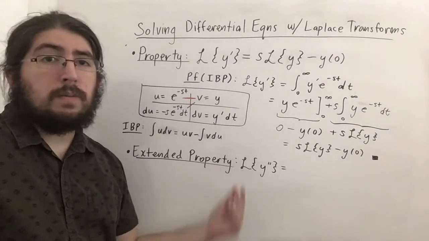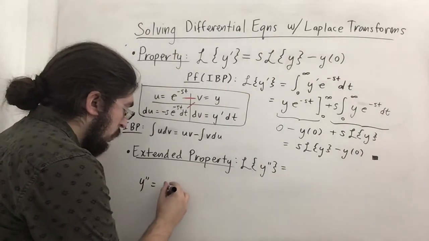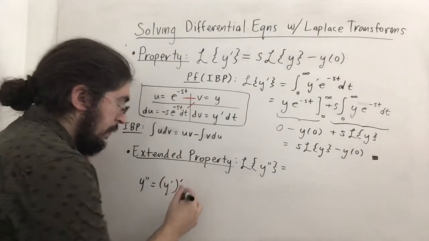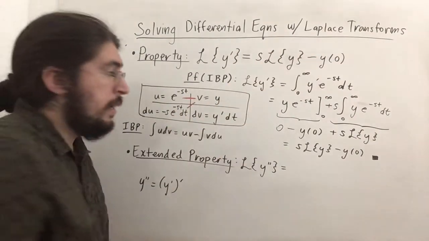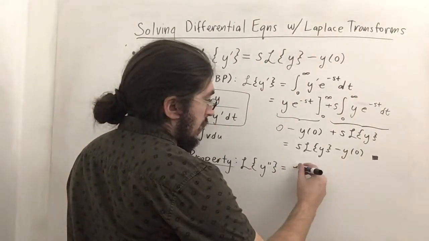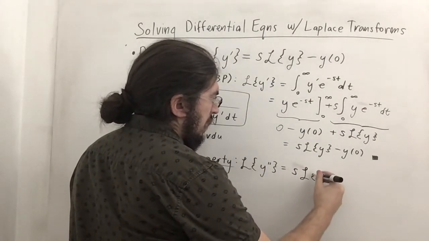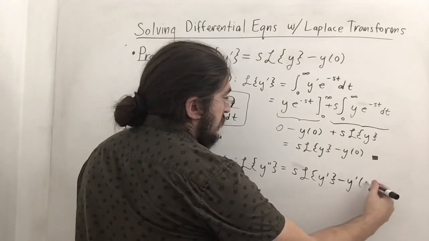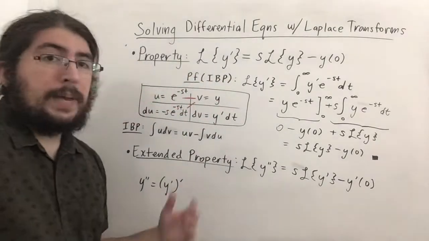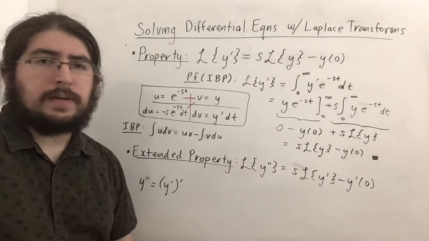What's Laplace of y double prime? Well, if you treat y double prime as y prime prime, you can apply this property with y prime instead of y. So in other words, this is actually equal to s times the Laplace of y prime minus y prime of 0. Basically here we lost a prime here, and here we lose a prime there.